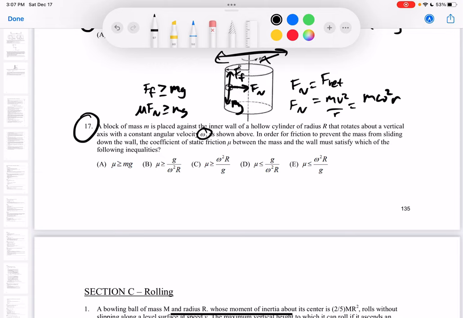So let's go ahead and plug that in. So I have mu m omega squared r is greater than or equal to mg. So the m's cancel, okay? And then I'm going to solve for mu. So I will divide by omega squared and r, so I'll have g divided by omega squared r, okay? And so that would mean that the correct answer, whoops, I forgot my less than or greater than or equal to, that would be b, g over omega squared r.